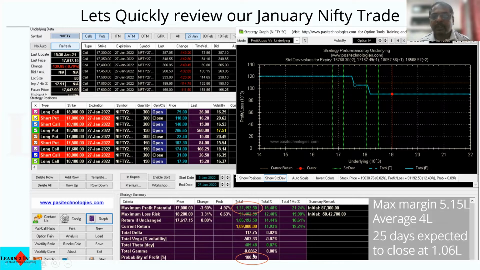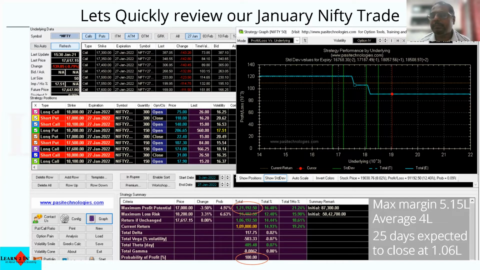Now this particular strategy is a zero risk strategy. If you look at it, the probability of profit is 100%. It is definitely going to make the profit. The maximum margin that we had on this particular trade all along, it ran for about 25 days, was about 5.15 lakhs. Average margin was around 4 lakhs. So if you consider the margin to be your investment, your return on investment is 20% above.